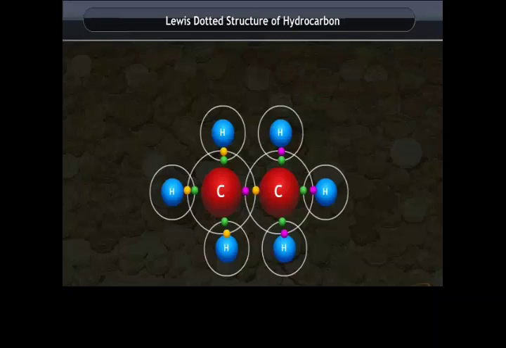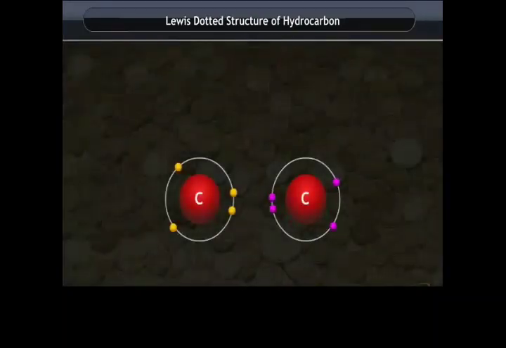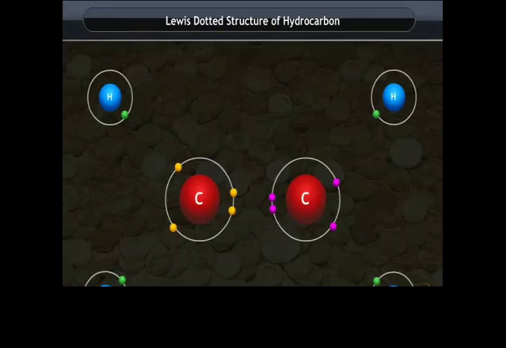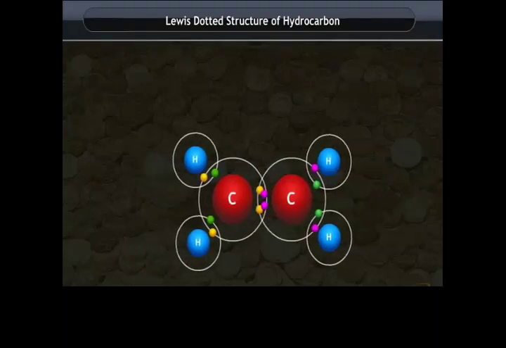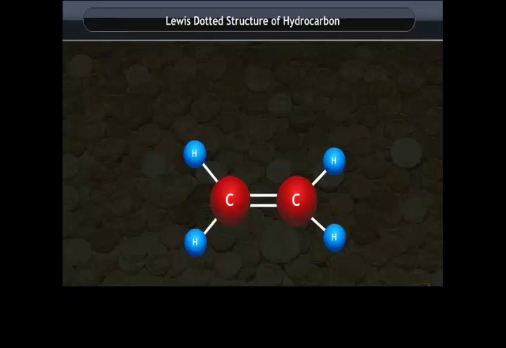Let us take another example. In the ethylene molecule, 2 hydrogen atoms share a single electron with each carbon atom, and both carbon atoms mutually share 2 electrons with each other. As a result, each hydrogen atom acquires 2 electrons in the outermost shell and achieves a noble gas configuration. Each carbon atom acquires 8 electrons and a noble gas configuration. Thus, carbon-carbon forms a double bond, while the carbon-hydrogen bond forms a single bond.